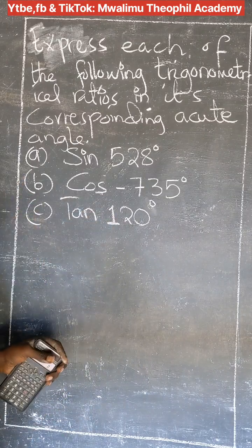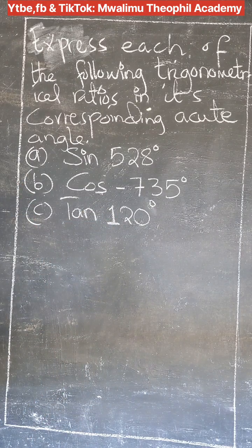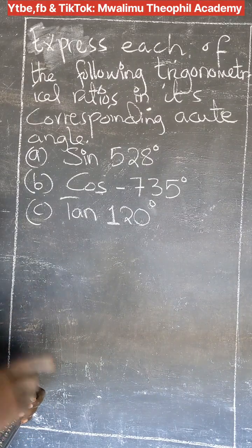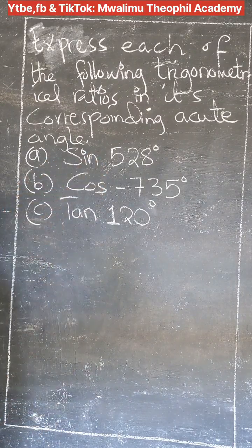The question states: express each of the following trigonometric ratios in its corresponding acute angle. You have to know that an acute angle is an angle greater than 0 but less than 90 degrees. So let's express each of these trigonometric ratios in its corresponding acute angle.